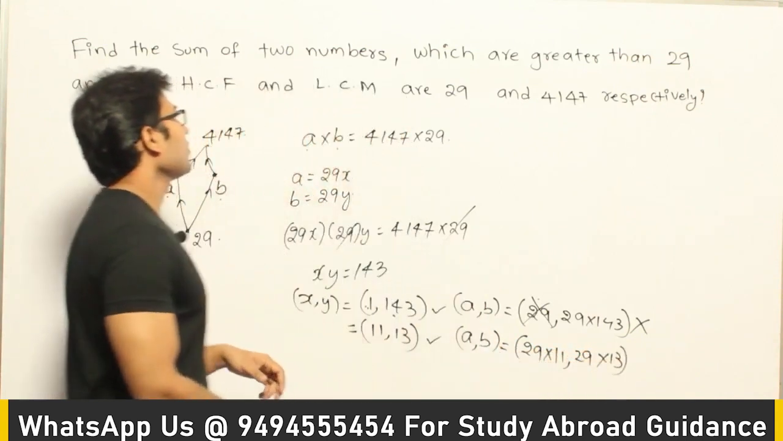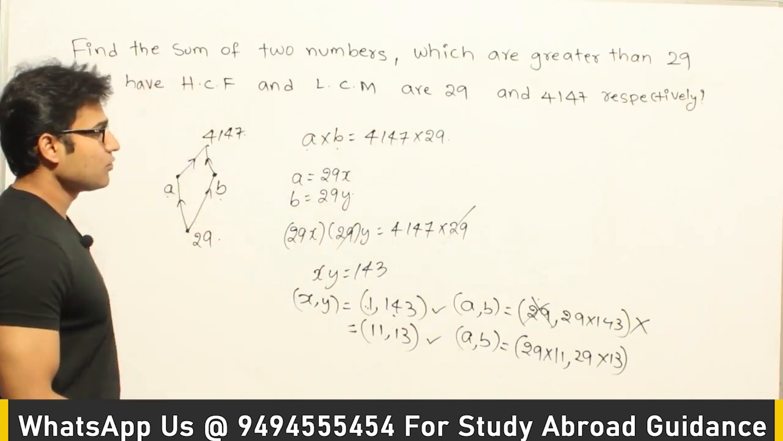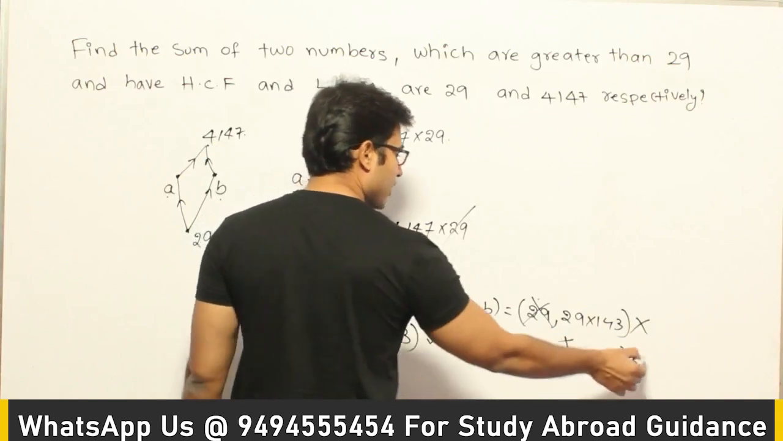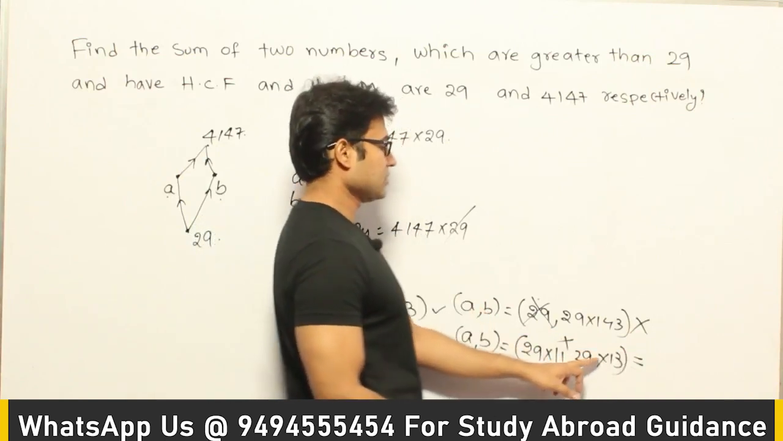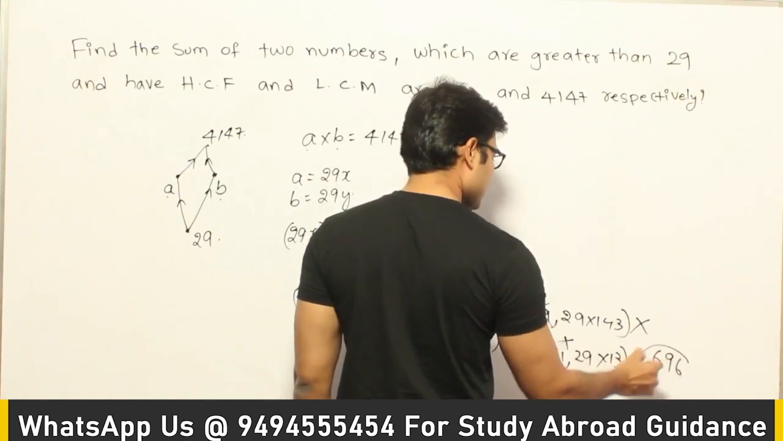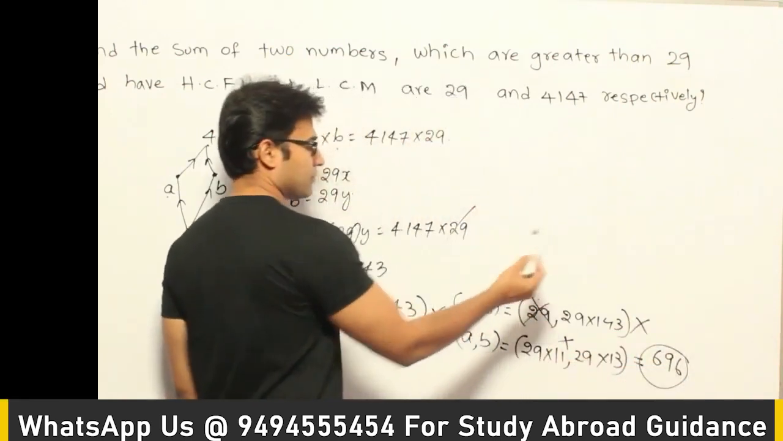Now we are talking about this sum. Finding the sum of the two numbers is asked, which means you have to find the sum of A plus B. If you find A plus B, 29 into 11 plus 29 into 13, you are going to get 696. Okay, fine.